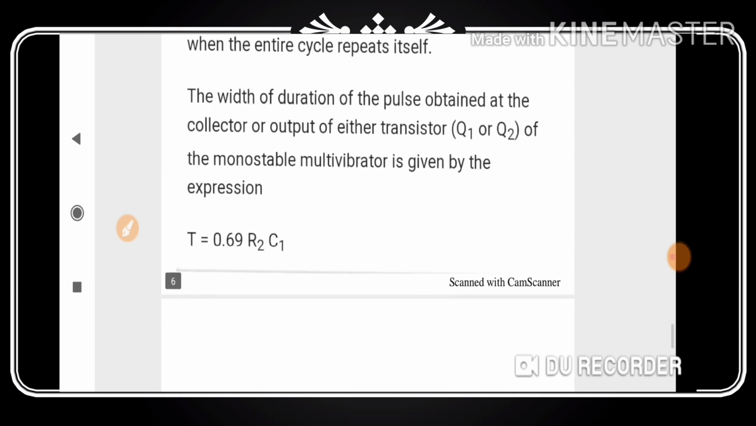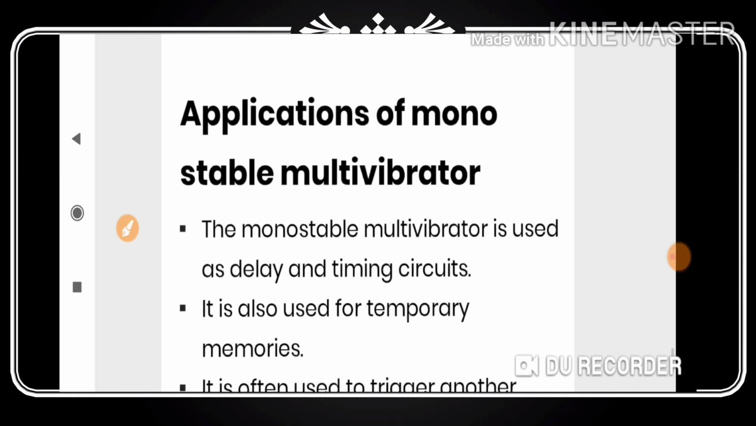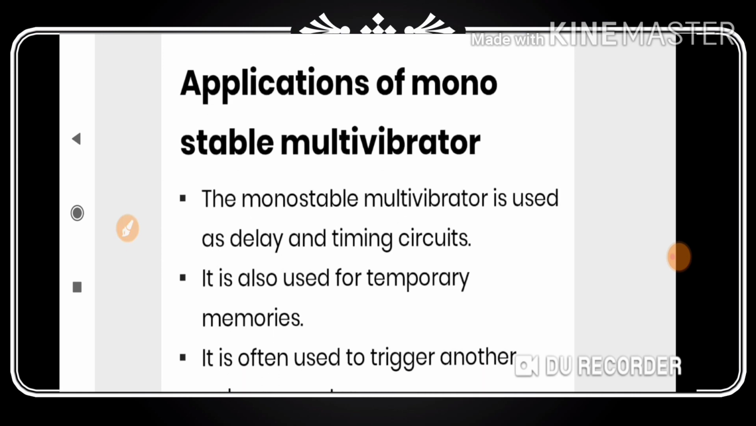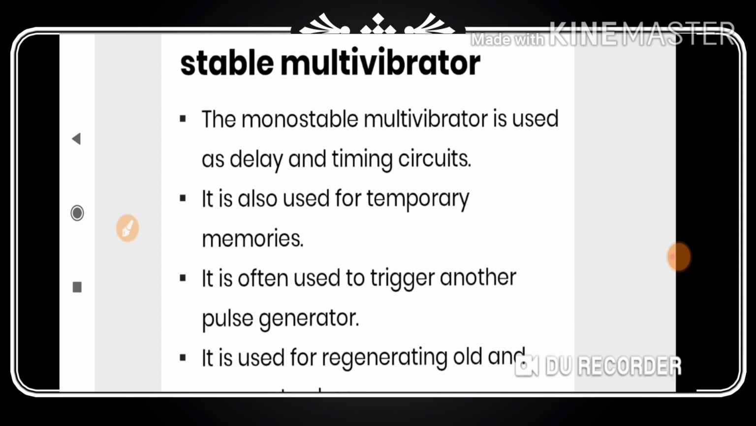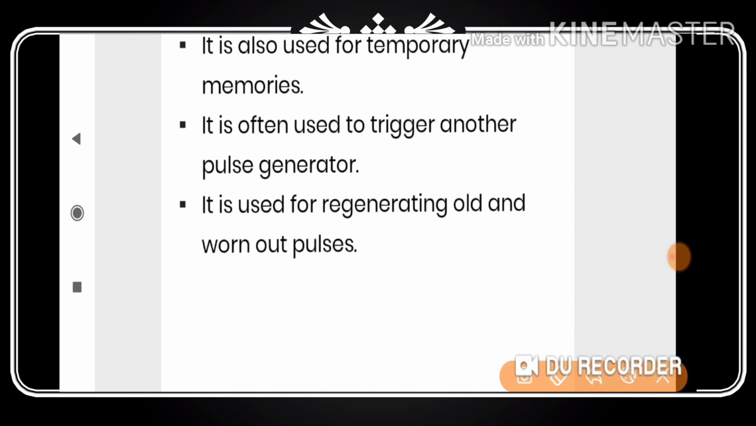Next, the width of the pulse obtained at the collector or output of either transistor Q1 or Q2 of the monostable multivibrator is given by the expression T = 0.69 R2 C1. And next, what are the applications of the monostable multivibrator? It is used in delay and timing circuits, and it is also used for temporary memories. It is often used to trigger another pulse generator. It is used for regenerating old and worn out pulses.